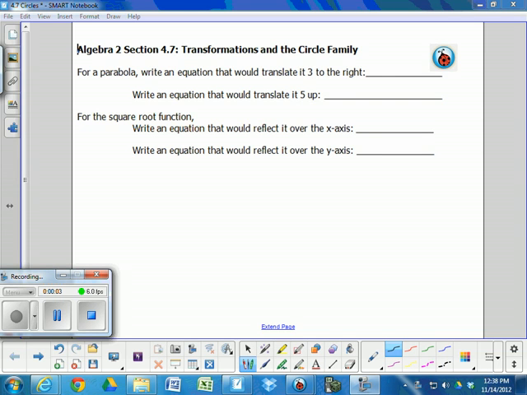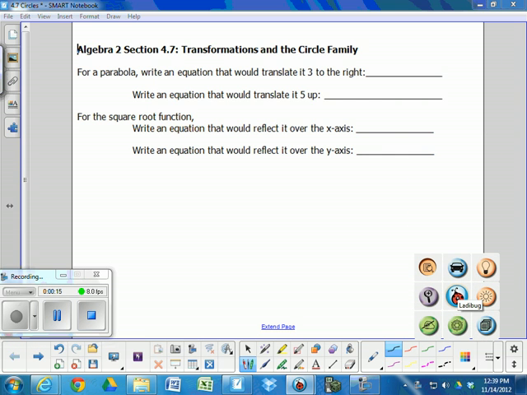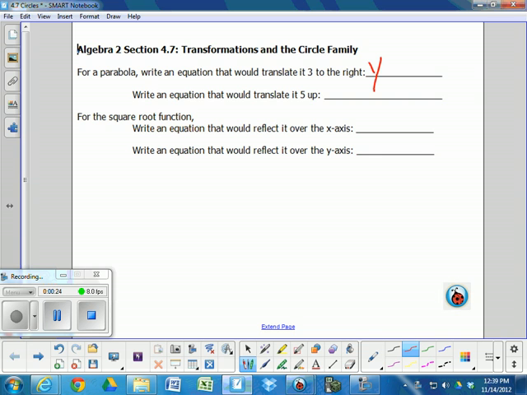So let's begin lesson 4.7, and it begins with a little warm-up, sort of just going back to parabolas and square roots, and tell me how you might take the equation of it and translate it 3 to the right. So how would you take a parabola, which is x squared, and shift it 3 to the right? Volunteer? Anyone? Liz? Good. So that would take the parabola, which is x squared, and move it 3 to the right. How would you move it 5 up?